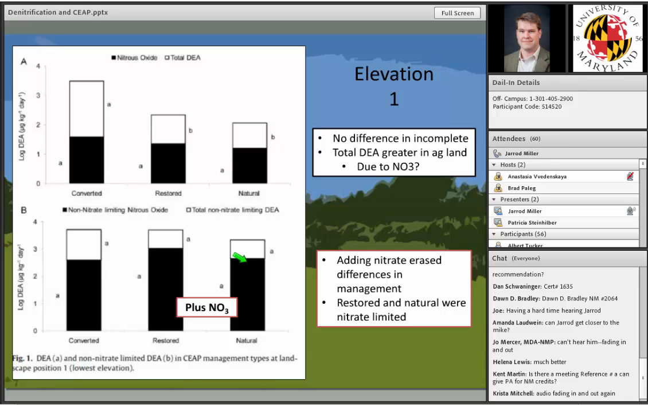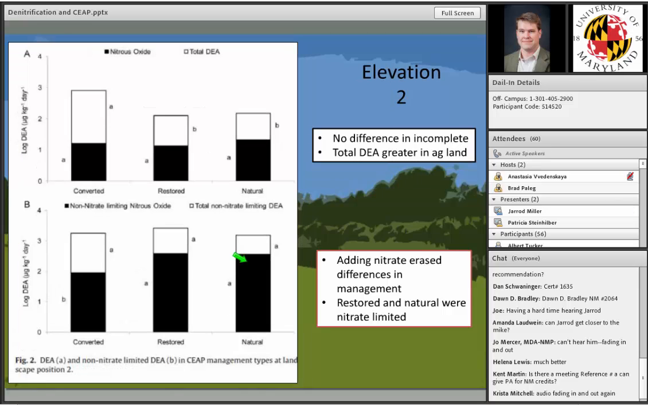So this is elevation 2. This is when you're coming up. The last one we were looking at was the wettest spot. This spot is coming up a little bit. Same results. Converted has the most DEA total. Restored and natural, when you add nitrate, they catch up. So the two wettest spots have the potential to denitrify, but where you have the nitrate, you see the most initial activity.